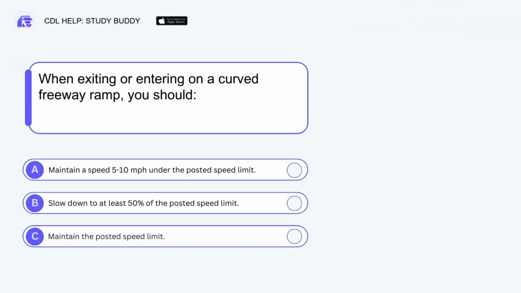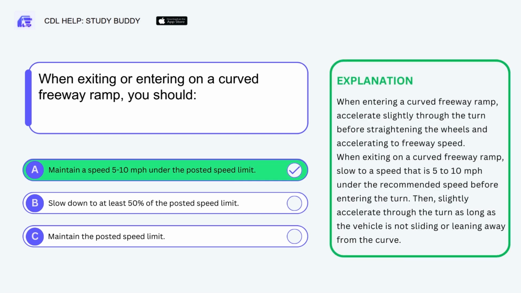When exiting or entering on a curved freeway ramp, you should: When entering a curved freeway ramp, accelerate slightly through the turn before straightening the wheels and accelerating to freeway speed. When exiting on a curved freeway ramp, slow to a speed that is 5 to 10 miles per hour under the recommended speed before entering the turn. Then, slightly accelerate through the turn as long as the vehicle is not sliding or leaning away from the curve.